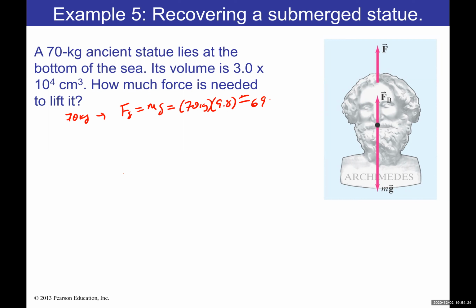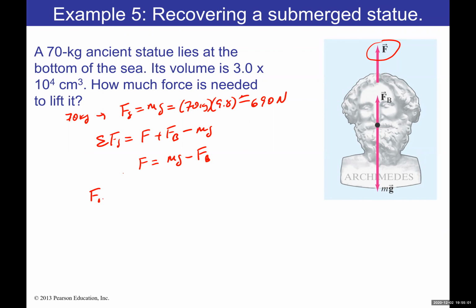690 newtons. Okay, then as you can see, this is like a free body diagram. The amount of force needed to lift it: the net force in the y direction equals F plus F_B, which is the buoyant force, minus mg. That means this amount of force equals the difference between mg and the buoyant force. So we got mg, which is 690 newtons. Next we need to find the buoyant force.